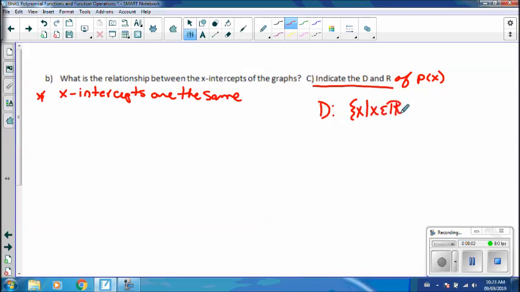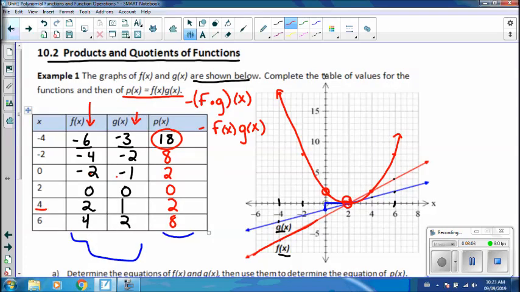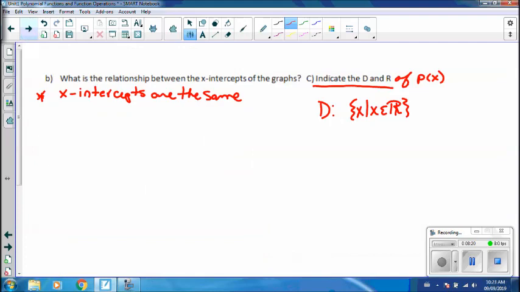And we saw the other day with the sum and difference functions that the domain is common among the two. So if I'm looking at g of x and f of x, for these two lines here and here, their domain is x is an element of real numbers. So my product function will have the same domain, common to f of x and g of x.